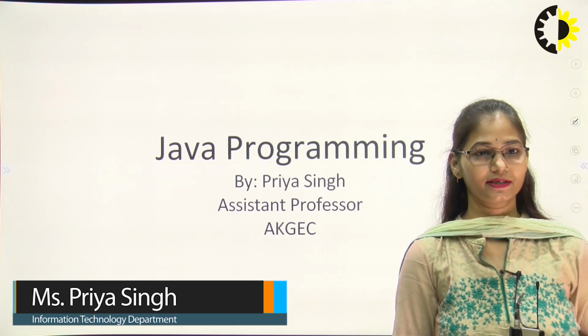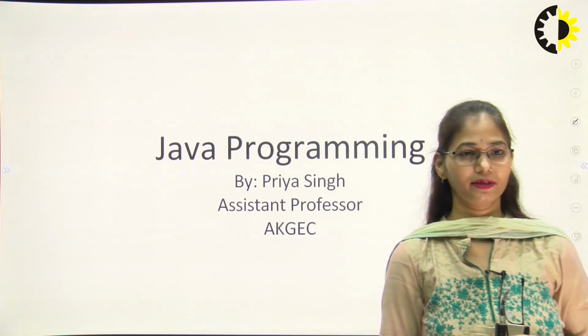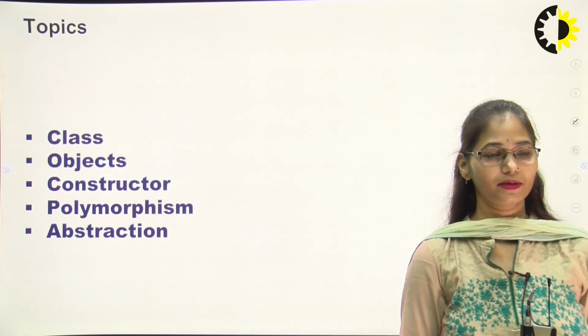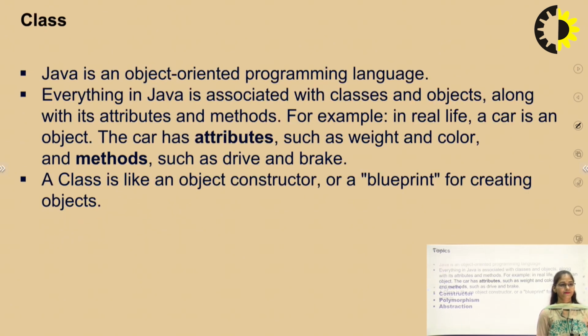We are going to discuss Java programming concepts, object-oriented programming with Java. The topics we are going to cover are classes, objects, constructors, polymorphism, and abstraction. In Java programming, we will discuss how classes and objects are created, the constructor, polymorphism, and abstraction. These are the concepts of object-oriented programming which we discuss in today's session.